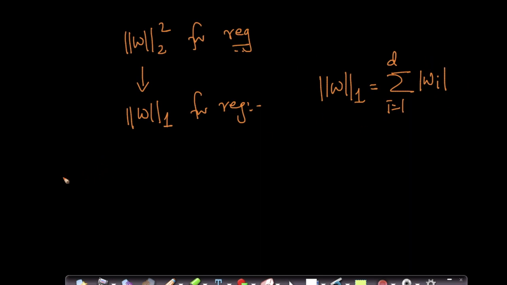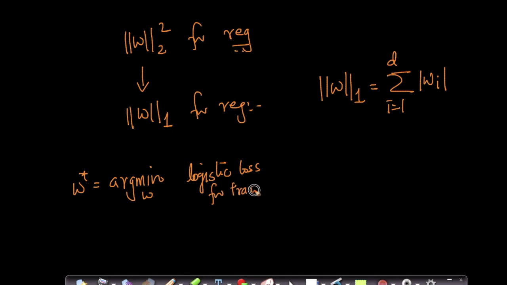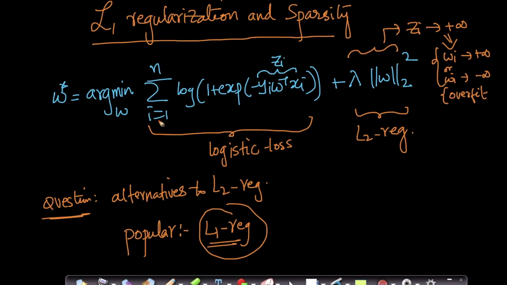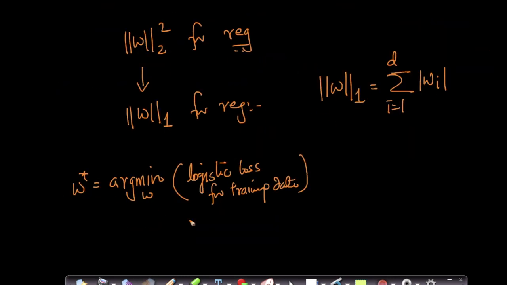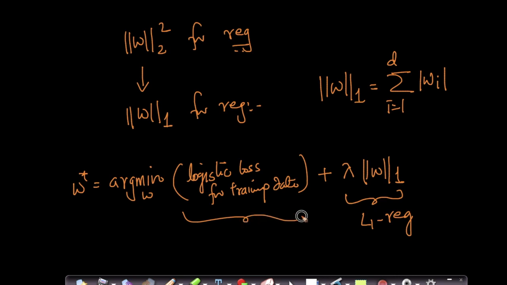In this case, what happens? Your optimization problem becomes argmin over W of your logistic loss across your training data, which is the first term. This is your logistic loss for the training data, plus lambda times the L1 norm of W. So this is now called the L1 regularizer, and the logistic loss function stays the same.